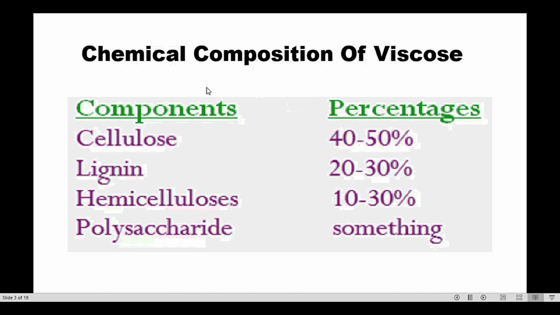Further, we will discuss the chemical composition. It's a cellulosic fiber. The major portion of viscose fiber is cellulose. Here is 40 to 50% cellulose, hemicellulose 10 to 30%, lignin 20 to 30%, and other elements below 10%, below 5%. So it is also known as a cellulosic fiber.